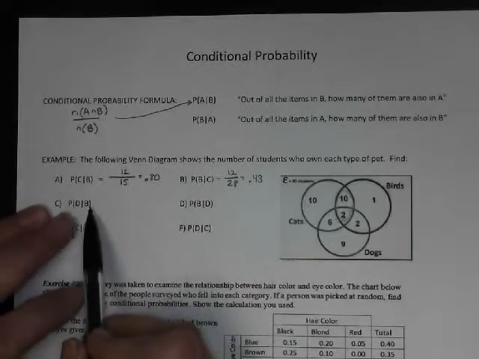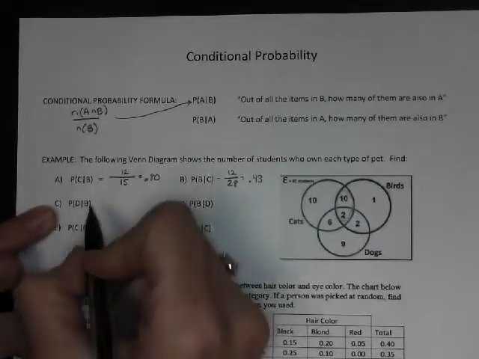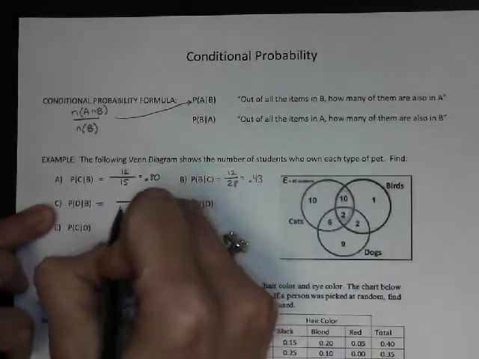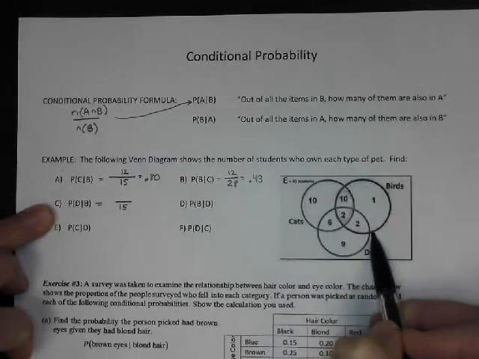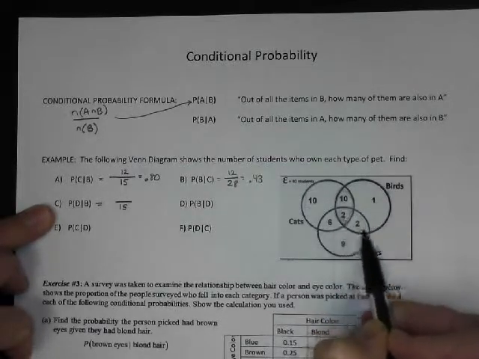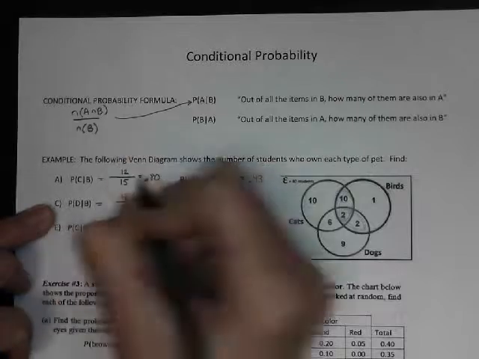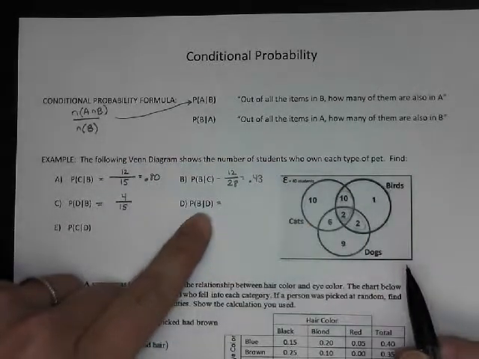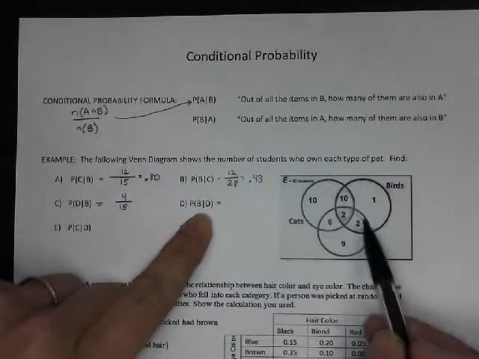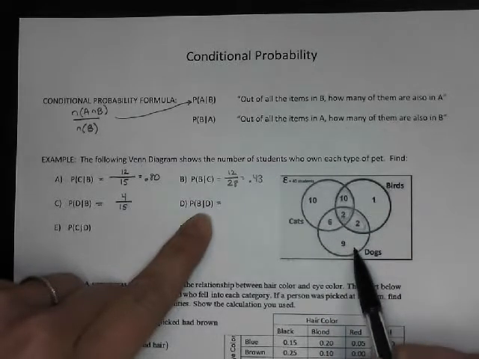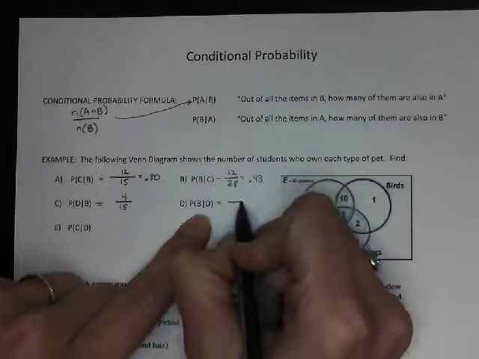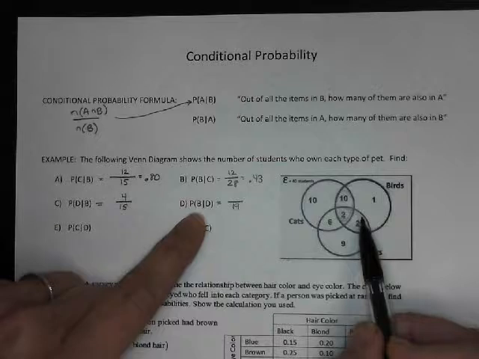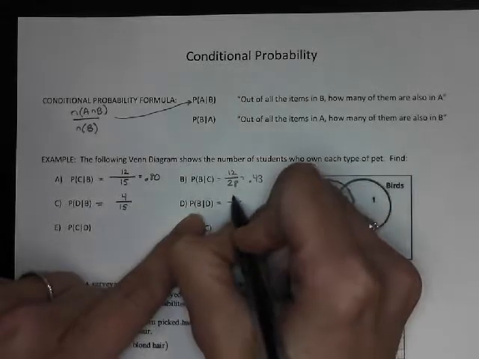On C, probability of owning a dog given that you own a bird. So out of all the bird owners, 10, 12, 14, 15 of them, how many also own a dog? Just these 4, 2 and 2. And on the flip of that, what's the probability of owning a bird given that you own a dog already? So out of all your dog owners, 15, 17, 19 dog owners, how many of those also own a bird? 4.